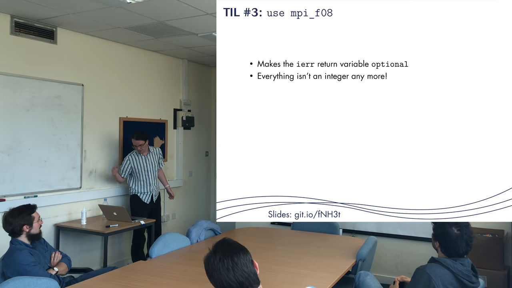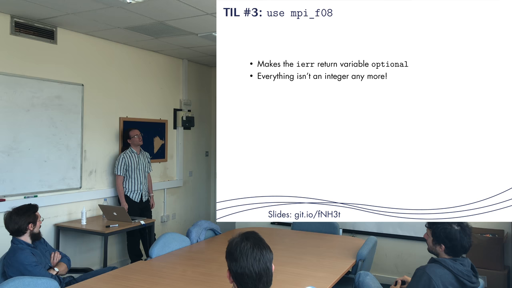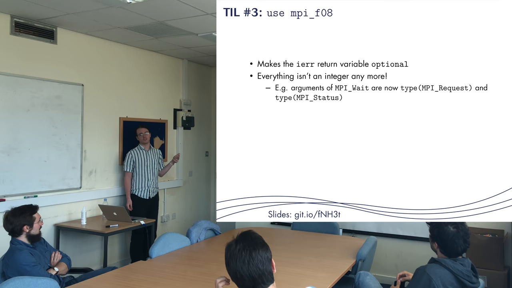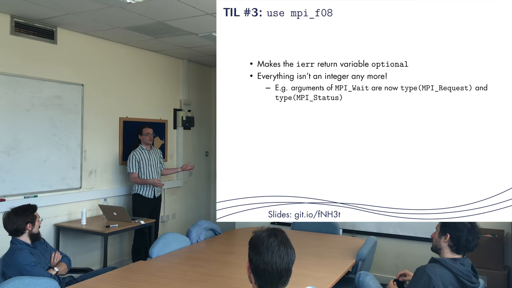Everything isn't an integer anymore. Since Fortran something, maybe 2003, you've had the ability to define custom data types in Fortran. And so now, for instance, you pass two arguments to MPI wait, an MPI request and an MPI status. In the previous versions of MPI for Fortran, those would all be integers, whereas now they have their own types, so you can check that you're passing the right arguments to the right places, that kind of thing.